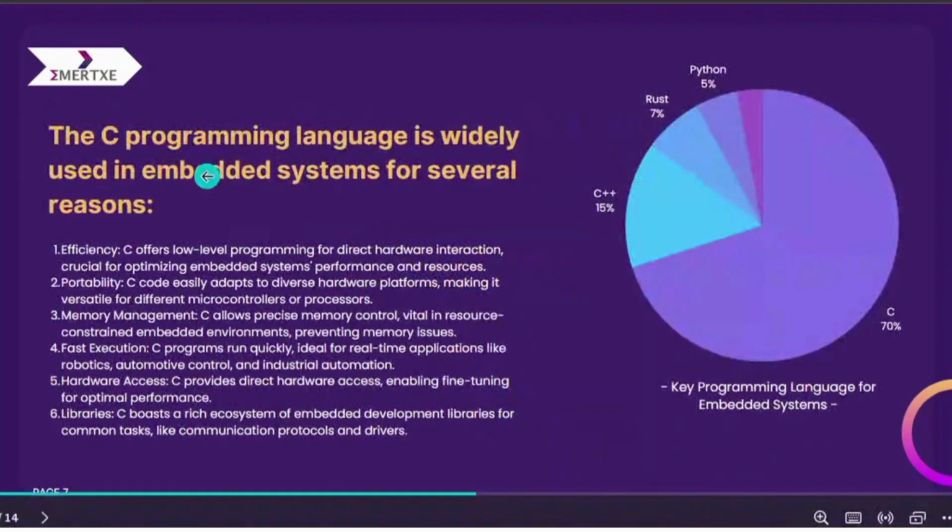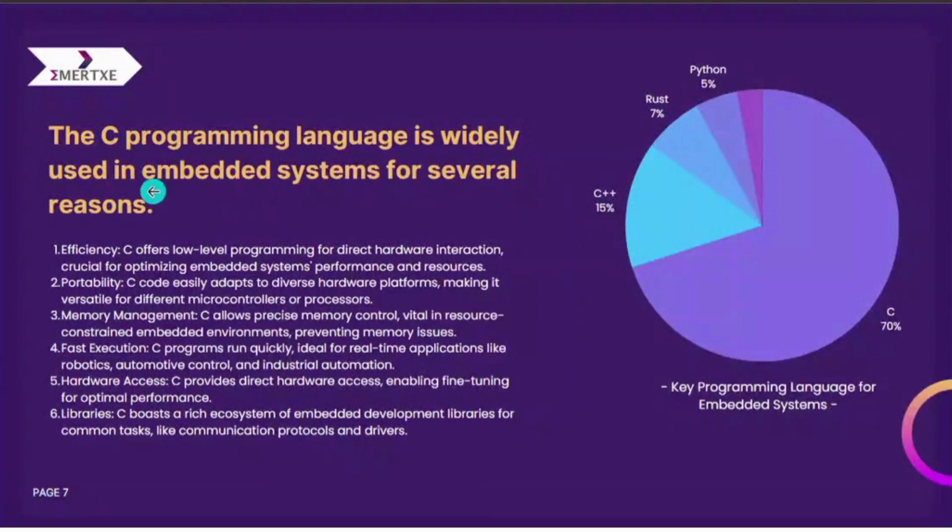Now let's talk about why the C programming language is widely used in embedded systems. The C programming language holds great significance in embedded systems for several key reasons. Firstly, it enables efficient communication with hardware, which is an important aspect in achieving speed and resource optimization in embedded systems. Secondly, its adaptability makes it compatible with a wide range of hardware platforms, rendering it a versatile choice for various embedded applications. Moreover, C boasts precise memory management capabilities, crucial for resource-constrained embedded environments.